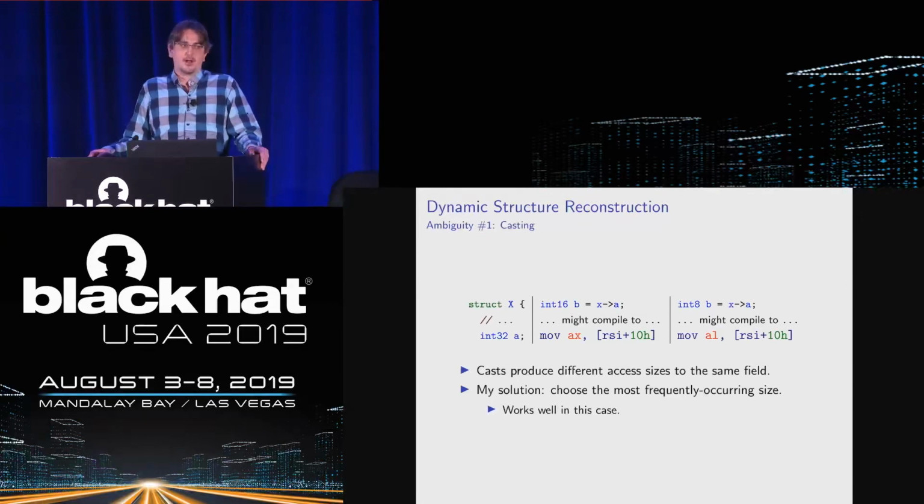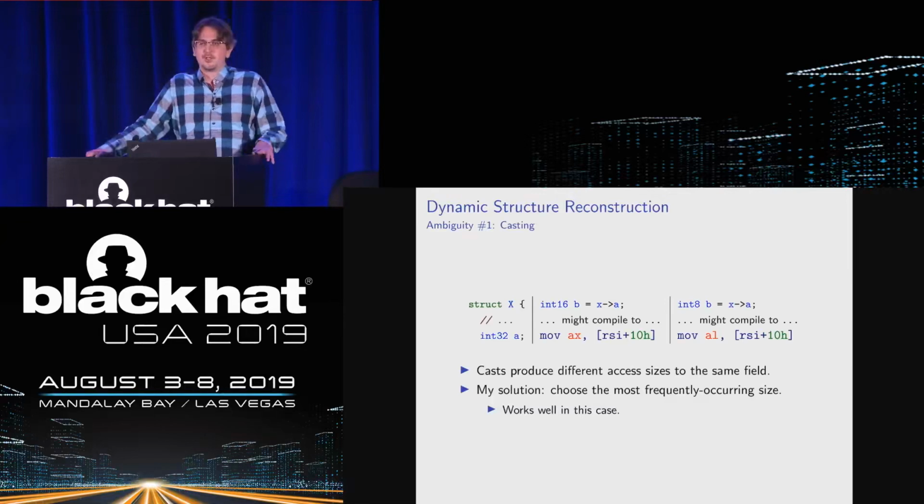And so this casting might give us multiple different size accesses to the same location in the structure, which leads to ambiguity about what field actually is supposed to be at that location. So my solution to this and most of these related issues that we'll see is I just use the access data that we generated at runtime and then choose the configuration that agrees with the largest number of observed data points. And this turns out to work very well for most of these issues.